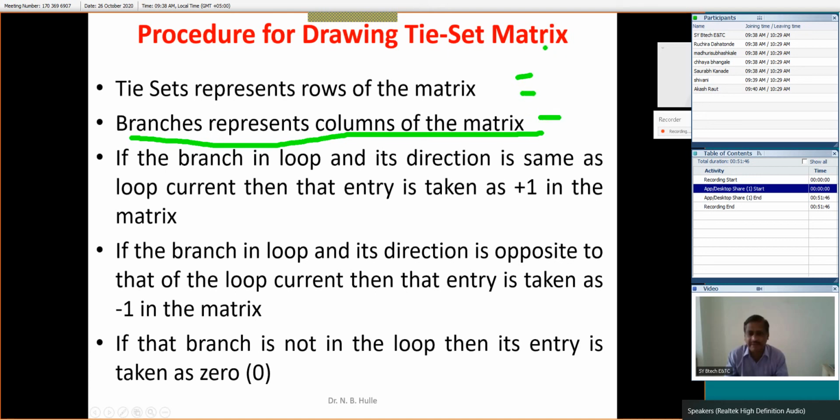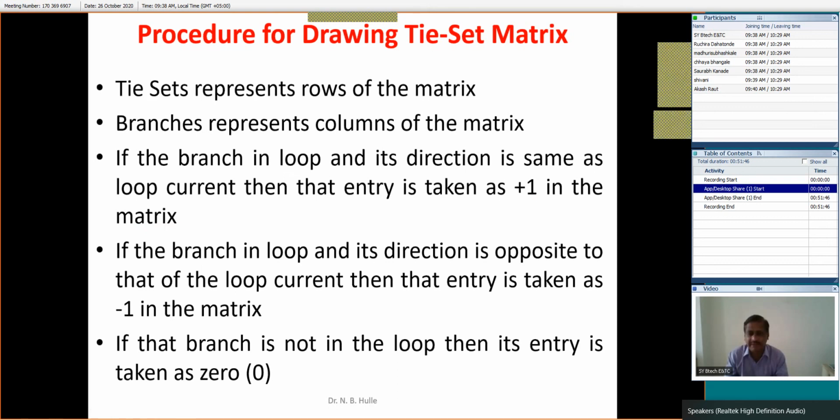And what are the columns? Columns are nothing but the branches of the graph, which are the columns of the matrix. If the branch is in the loop, that is the tie set, and its direction is the same as the loop current, then that entry will be taken as +1 in the matrix. There are 3 possibilities for the entries of that particular tie set in the matrix. There is +1, maybe -1, or maybe 0.